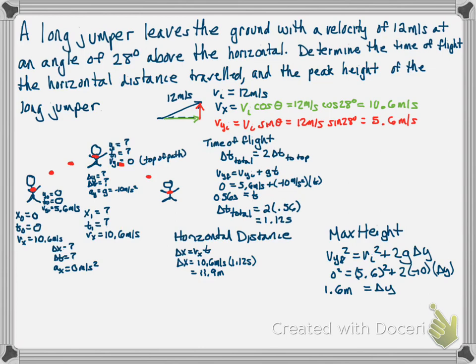Okay, so key principles here is you always know that ax, the acceleration in the horizontal direction, is 0. You always know that ay, the acceleration in the vertical direction, is the acceleration due to gravity, or negative 10 meters per second squared. If your object is launched at an angle, first find vx, find vyi, and then sort out your variables, figure out what you need to solve for, and go from there. Good luck.